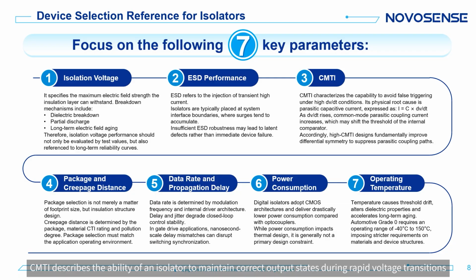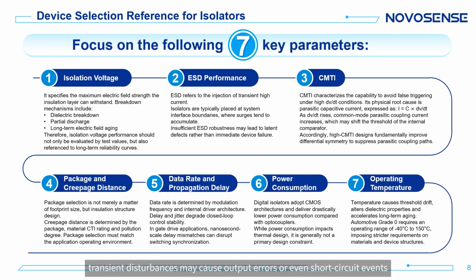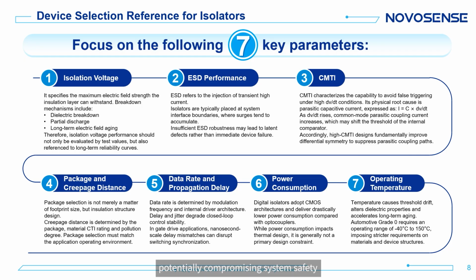CMTI describes the ability of an isolator to maintain correct output states during rapid voltage transitions. If CMTI is insufficient, transient disturbances may cause output errors or even short-circuit events, potentially compromising system safety. NOVOSENSE isolators provide CMTI performance of up to ±200 kV per microsecond, ensuring reliable system operation.